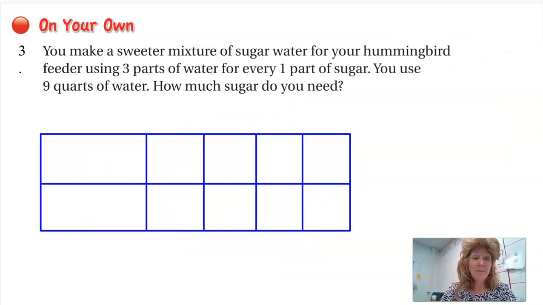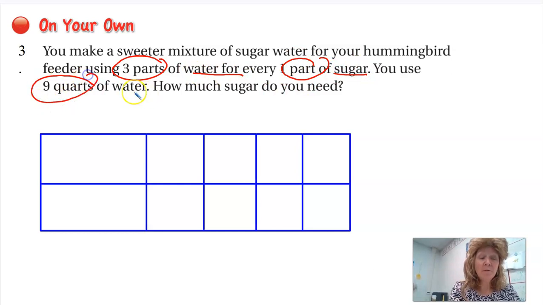All right, so here is an OYO. Same idea, this time it says a sweeter mixture of sugar water, and this time you are using 3 parts of water for every 1 part of sugar. You use 9 quarts of water.